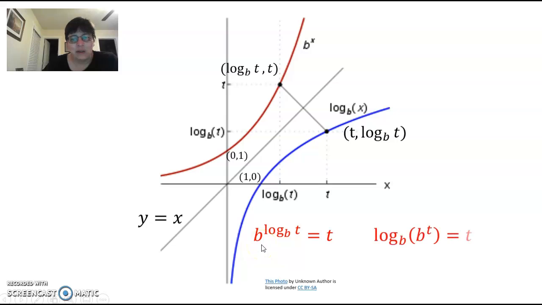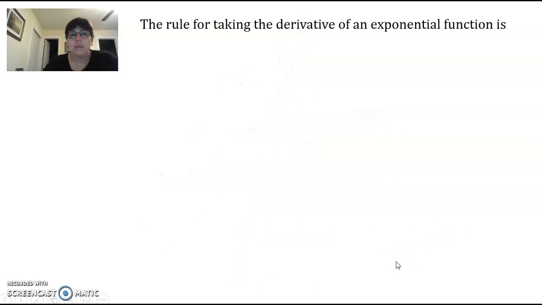So this is the rule for it. You don't necessarily have to memorize these. It's just kind of fun that b raised to the log base b of t equals t, or the log base b of b raised to the t is t. This one I think is more useful because this is how we find what the exponent is. It's a useful function that way. So how do you take the derivative?